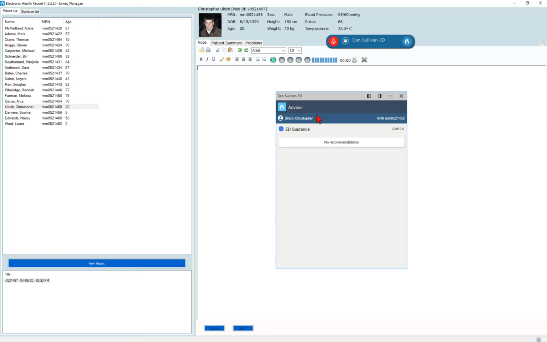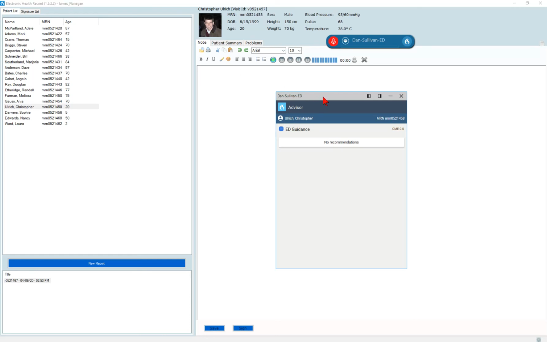ED Guidance lives inside of Nuance's Dragon Medical Advisor and evaluates your medical record real time during the patient encounter, offering guidance focused on improving diagnostic certainty, reducing medical errors, and keeping our patients safe. ED Guidance works with all of the popular electronic health records.